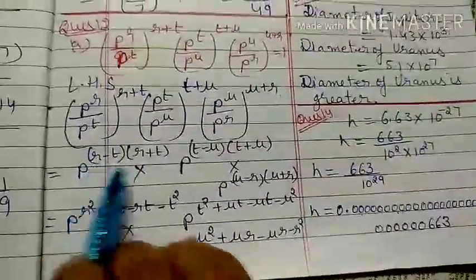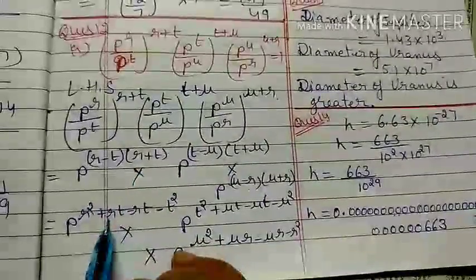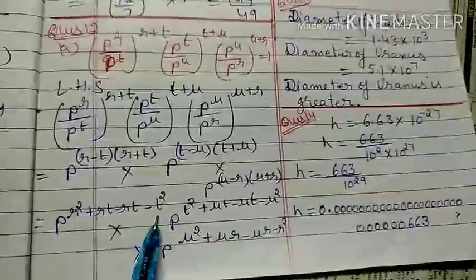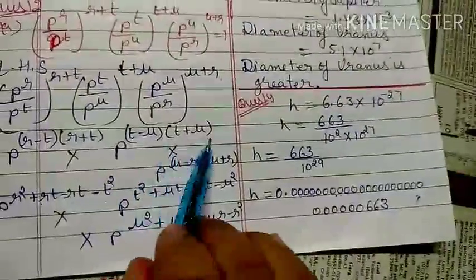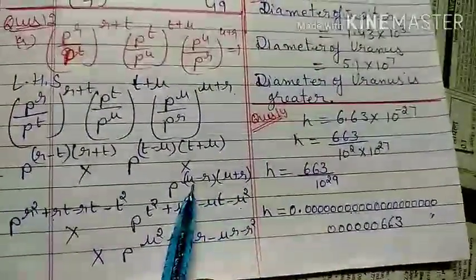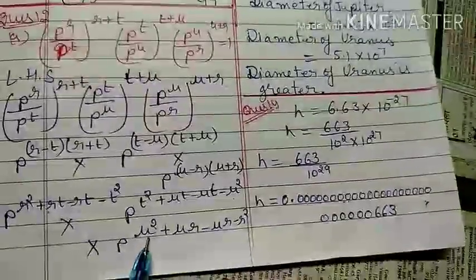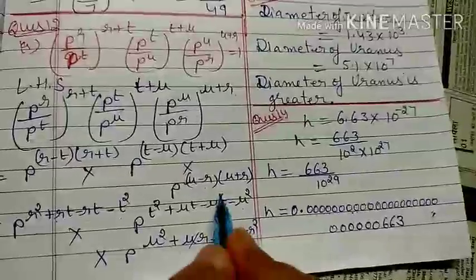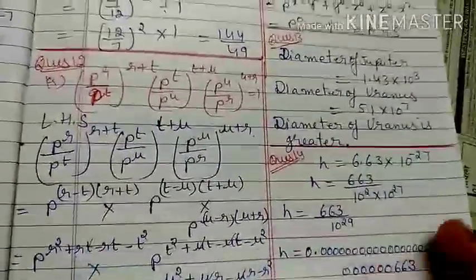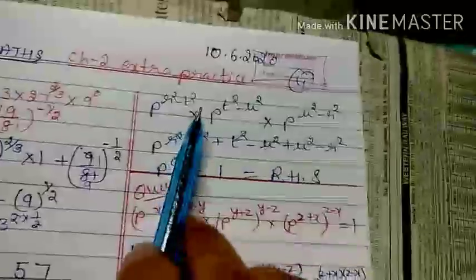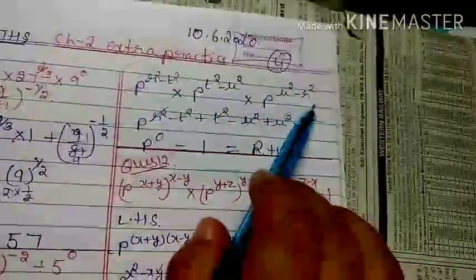Now when you multiply r with r plus t, r square plus rt gives me, then minus t multiplied by r gives me minus rt, minus t times t gives minus t square. Similarly, t minus u times t plus u gives me t square plus ut minus u square. Similarly, u minus r times u plus r multiplication gives me u square plus ur minus r square. And these positive and negative terms will be cancelled with each other. Only what is left is r square minus t square, plus t square minus u square, and u square minus r square.